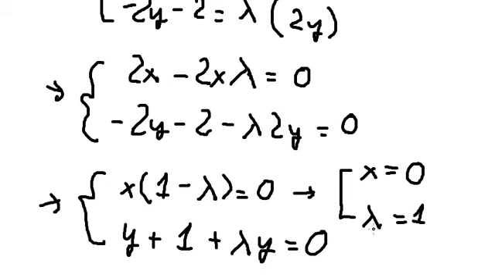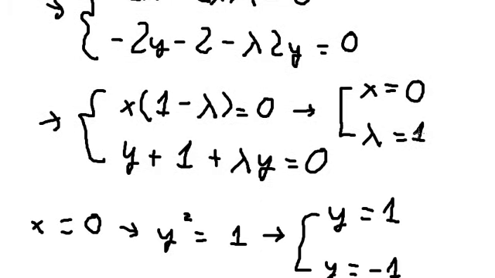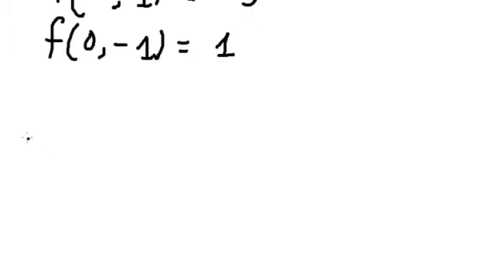Now let's go to lambda equals to number 1. So we put lambda equals to number 1 in here. So we will have about y plus 1 plus y. So we have 2y equals to negative number 1. So we put number 1 to the right, and later we divide both sides by number 2.